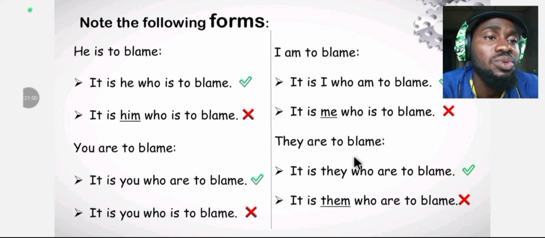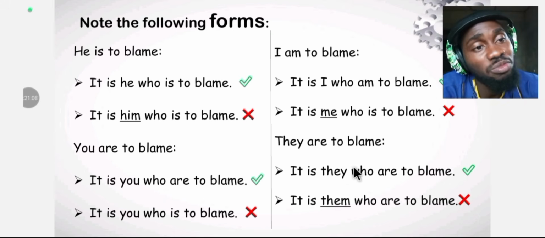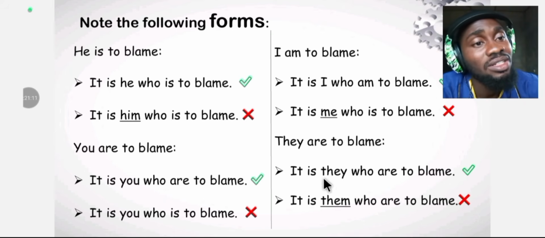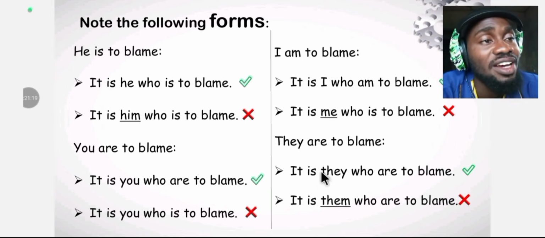Looking at the right hand side of the table, "they are to blame." The first example, "it is they who are to blame." Correct. Why is it correct? The same thing that we'll be explaining. They is in the subject position, and the verb is and the other components of the family go with a subject position pronoun and not an object position pronoun.